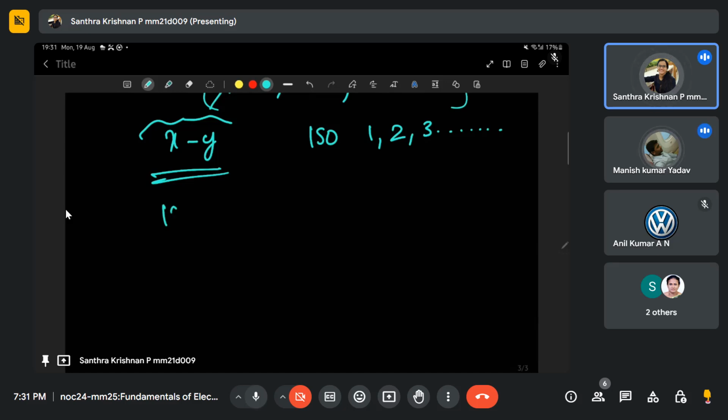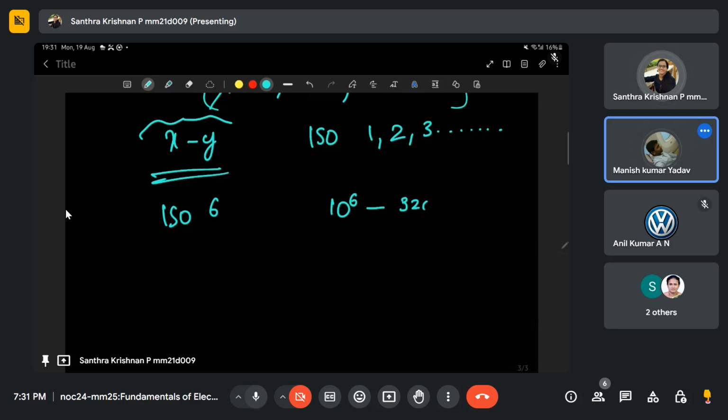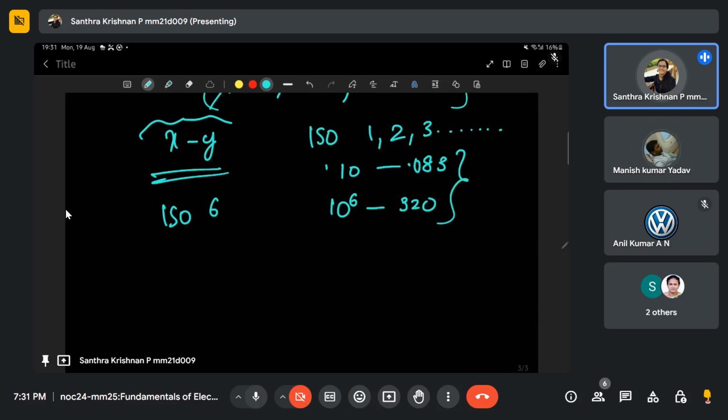If it goes to something like ISO 6, the particulate size will be in the range of 10 power 6 to 320 microns. If it is ISO 1, it will be somewhere in the range of 10 to 0.083. This table is also there in your summary PPT, please go through it. This is based on ISO. Similarly, there are other standards followed in other countries. That is clean room designation.